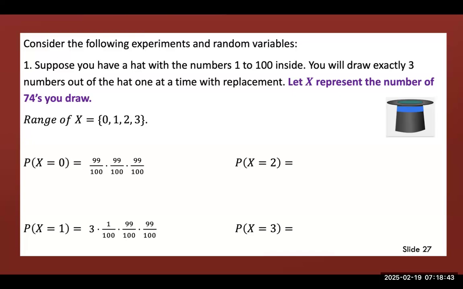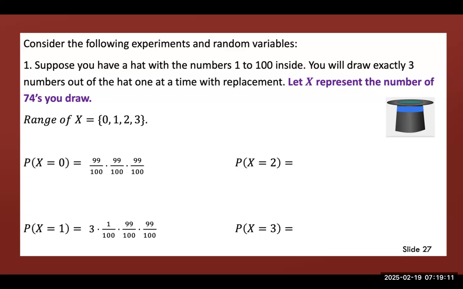Let's try the second one. Probability x is 2. So think about it. That means we have two 74s and one number that's not a 74. Okay, so the first one could be a 74, the second one could be a 74, and the third is not. Or the first one could be a 74, the second one is not, and the third one is. Or the first one's not a 74, the second one is, the third one is.